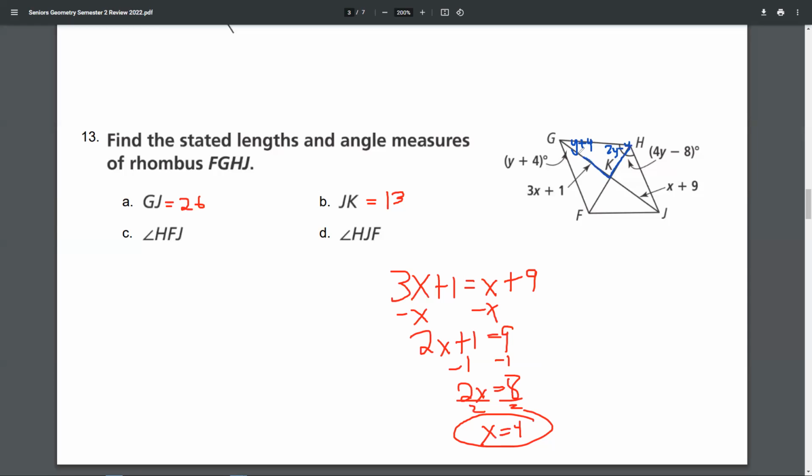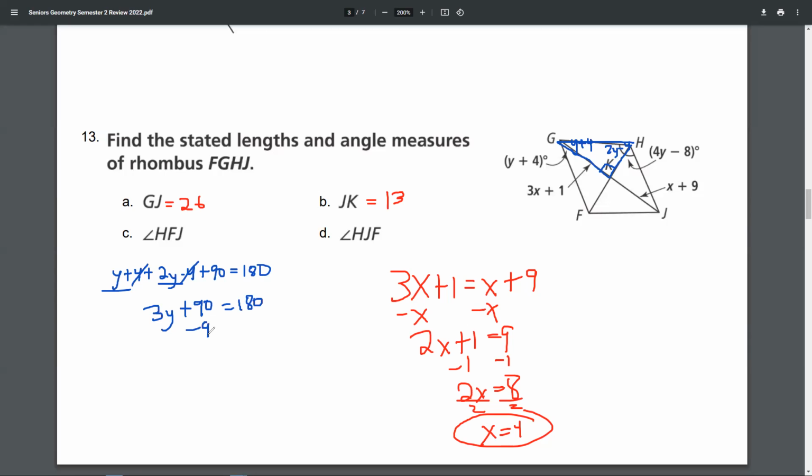And then if we look at this triangle here, we know we have a right angle in the middle because the diagonals are perpendicular. Now the three angles of the triangle add up to 180. So we can do y plus 4 plus 2y minus 4 plus 90 equals 180. So we have 3y, plus 4 and minus 4 cancel out, so you have plus 90 equals 180.